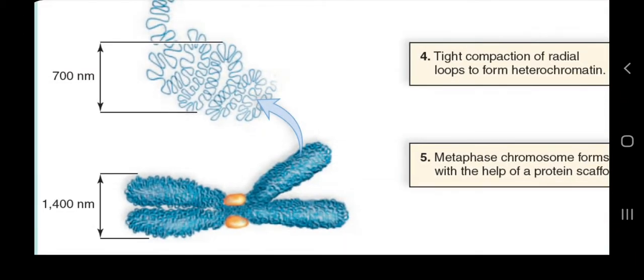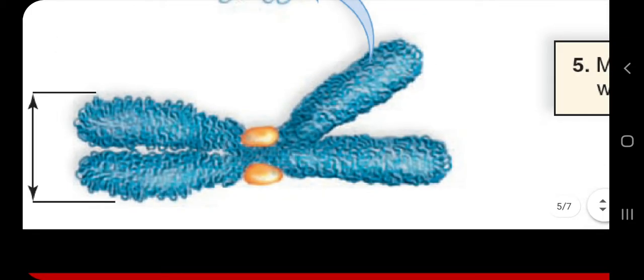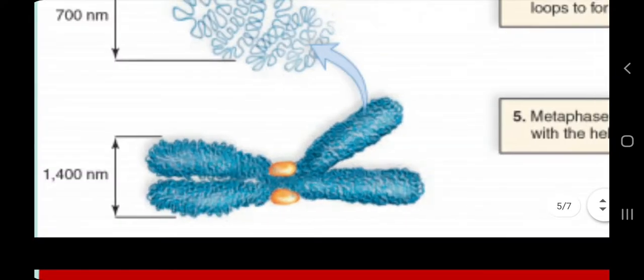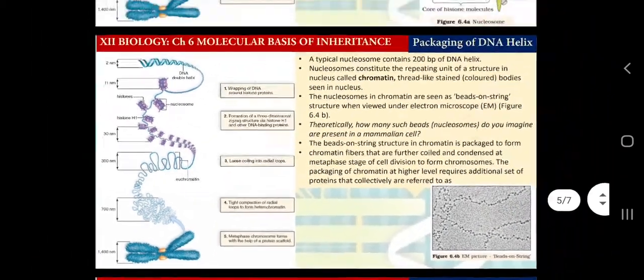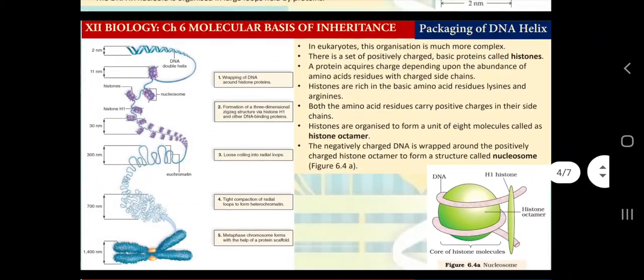chromosome. And here you can notice these orange color structures which are called centromere. Kinetochores are wrapped around the centromere to attach with spindle fibers. Of course, you have learned this in class 11th biology. So here is the general idea how DNA is packaged into chromosome.